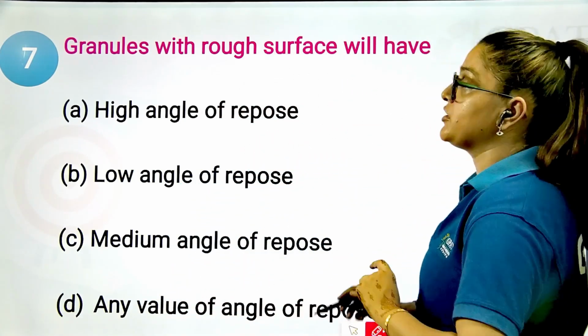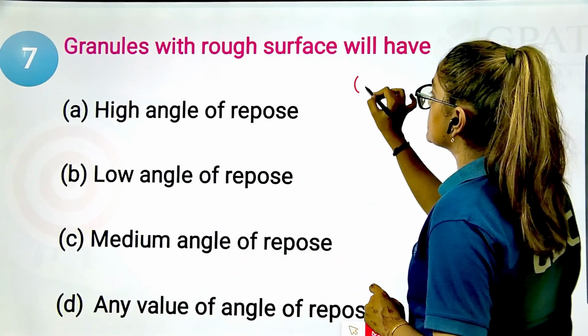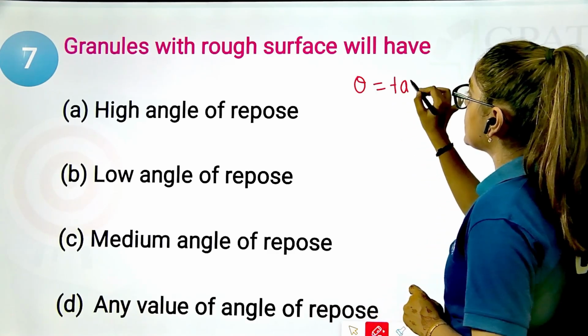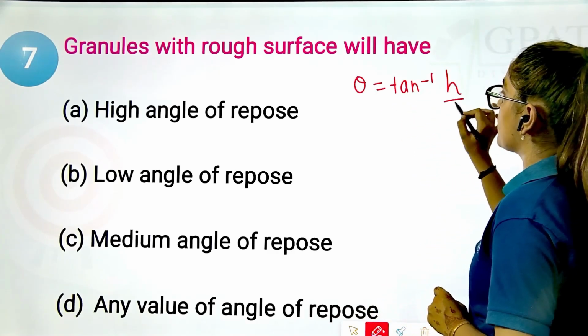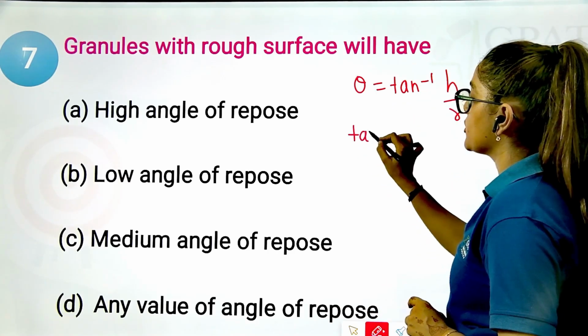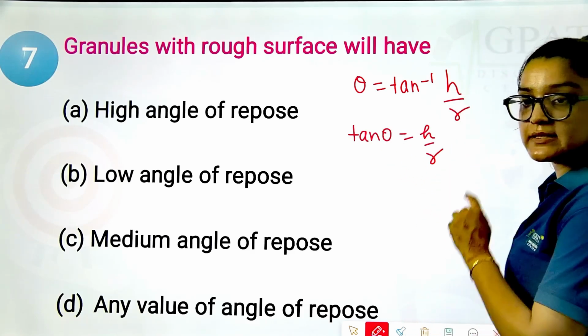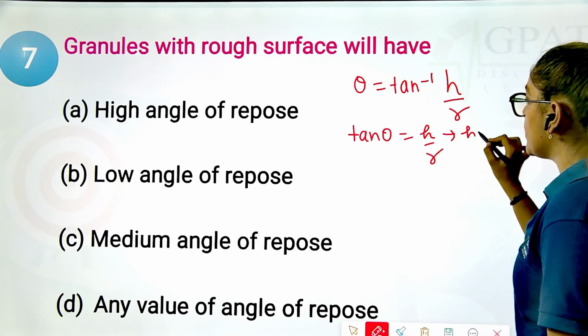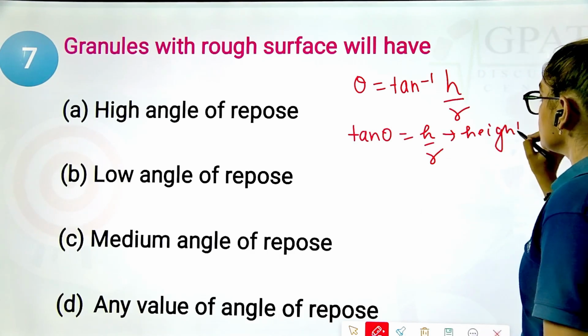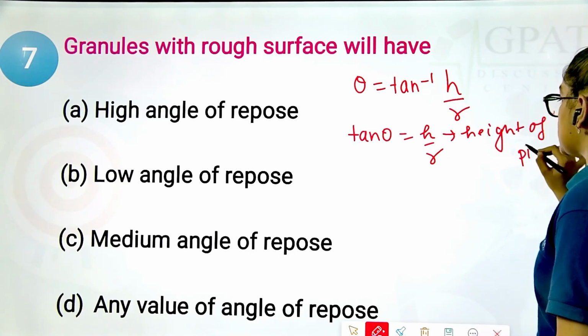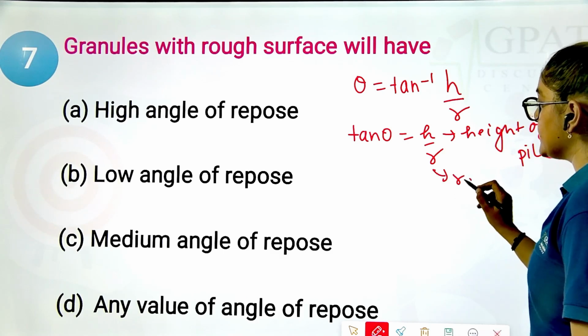In the angle of repose, the generally used formula is theta equals tan inverse h upon r. Certainly it can be put as tan theta equals h upon r, right? So this h is going to be the height of the pile and this r is going to be the radius of the pile.